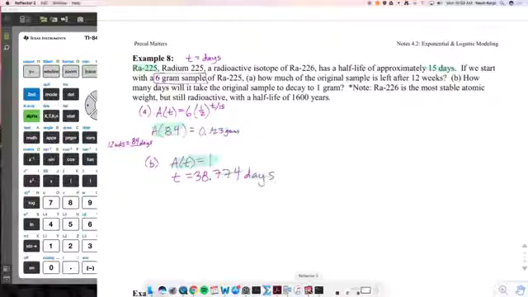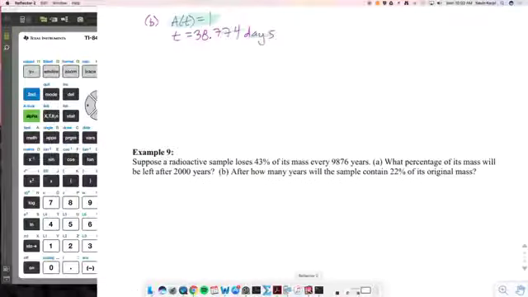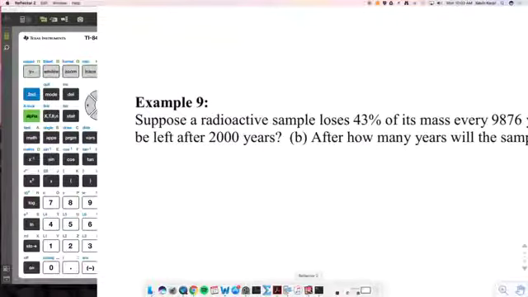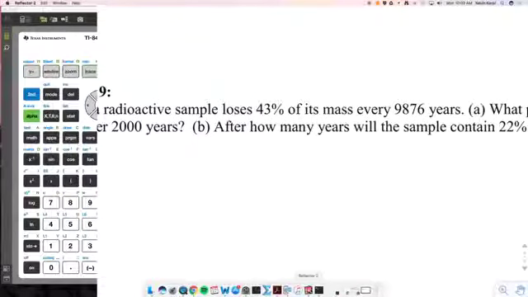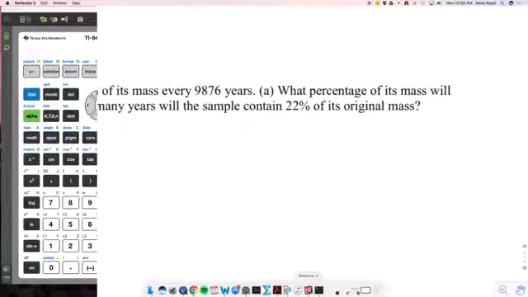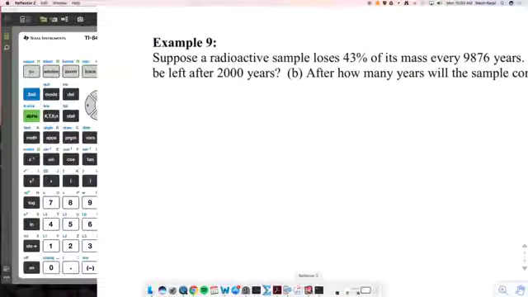That's radium-225, 15-day half-life. All right, example 9. Suppose now we have just a random radioactive sample. We don't know what element it represents. We don't even know how much we actually have to start with. But here's what we know about that radioactive sample. It loses 43% of its mass every 9,876 years. Woo! That's not very fast. What percentage of its mass will be left after 2,000 years?